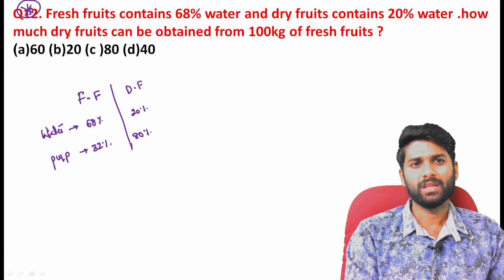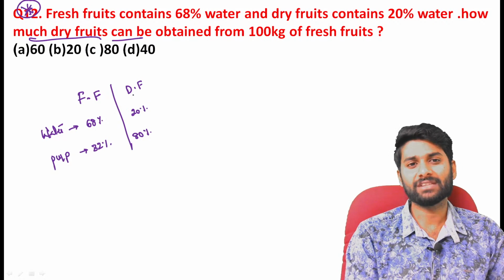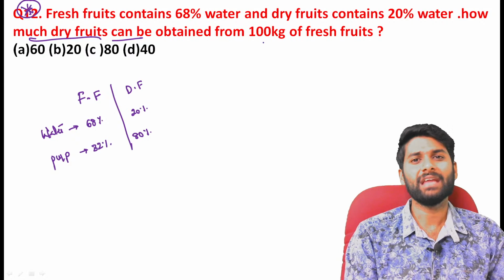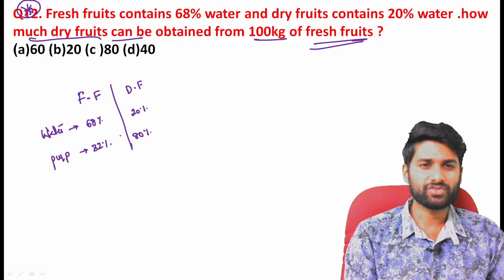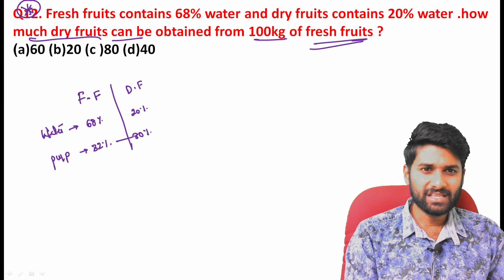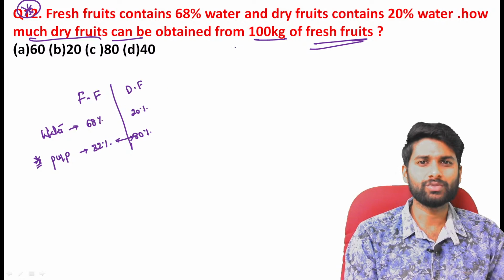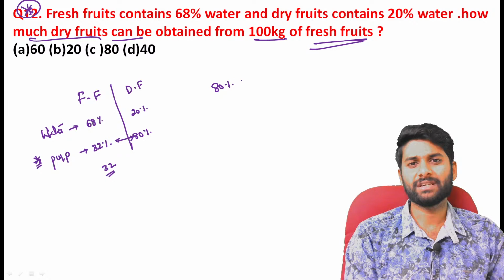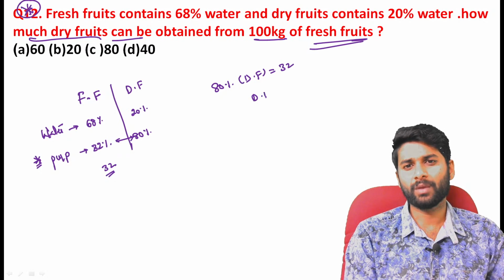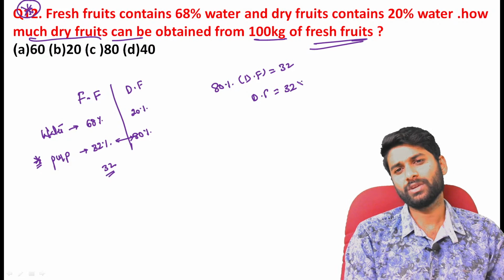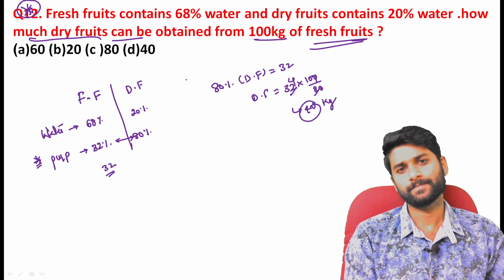What is the question? How much dry fruit can 100 kg of fresh fruit contain? Now what is your observation, guys? See, here the pulp is always constant. Now 32% of 100, the value becomes 32. Now see, 80% of the dry fruit pulp is exactly equal to 32. Now the dry fruit value is exactly equal to 32 into 100 by 80. Just cancel, this is 4 times. Now the value becomes exactly 40 kg.